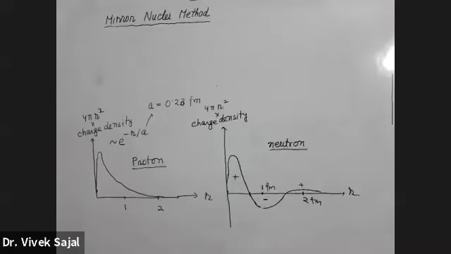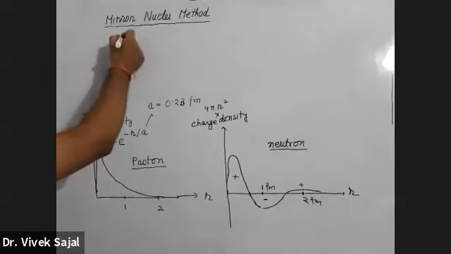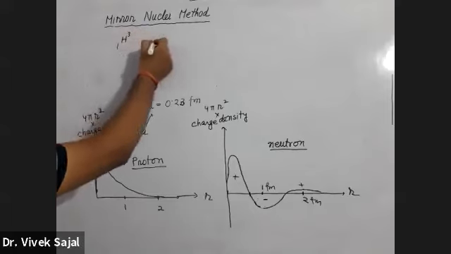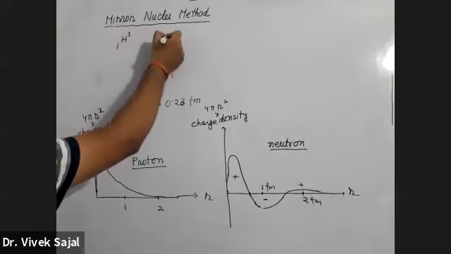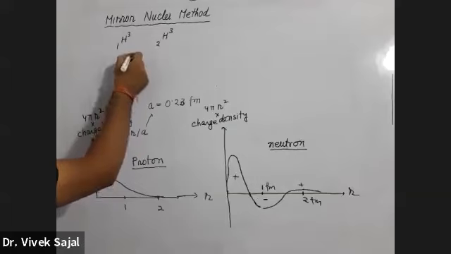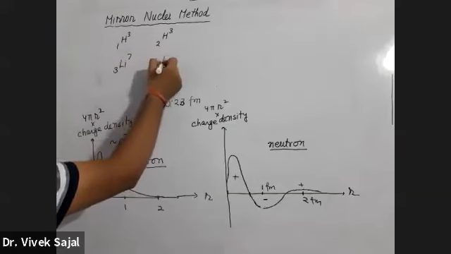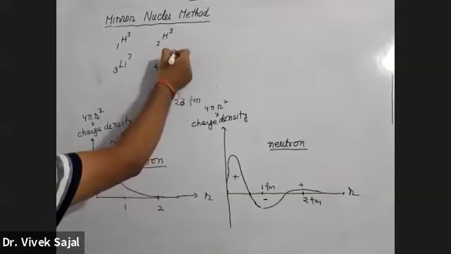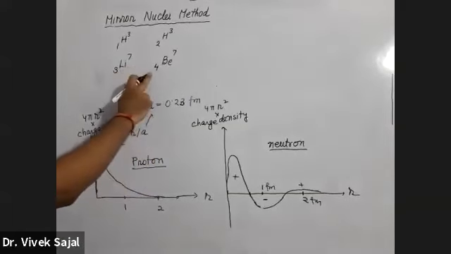So first the question arises, what is the meaning of mirror nuclei? Before discussing, we should know what mirror nuclei means. So I am writing here a few combinations of mirror nuclei, like 1H3 and 2H3. This is a combination of mirror nuclei. The third is 3Li7 and 4Be7. This is another combination of mirror nuclei.